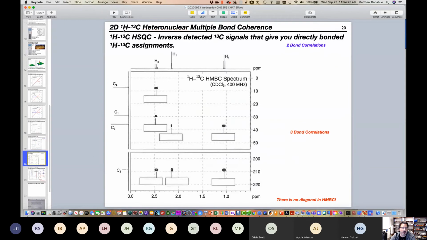Finally, another type of proton-carbon coupling is HMBC. This is really helpful for complex molecules, where it tells you how hydrogens are in relation to carbons further out than the one they're attached to.